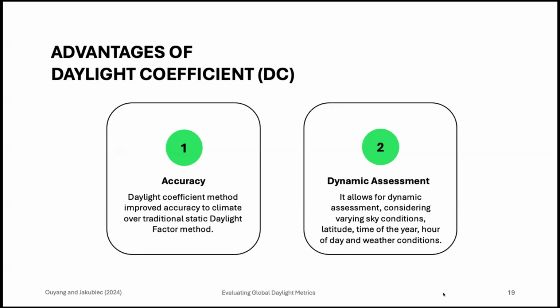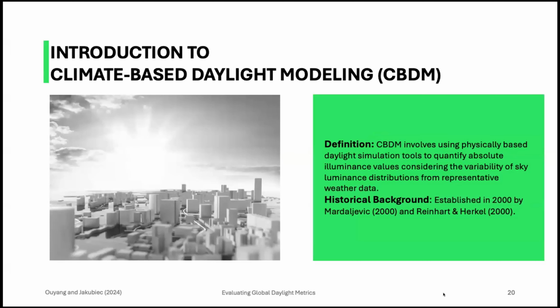One of the main advantages of DC is that it has improved accuracy, at least over climate, when compared to the traditional DF method. It also allows for dynamic assessment considering varying sky conditions, latitude, time of the year, hour of the day, and weather conditions.